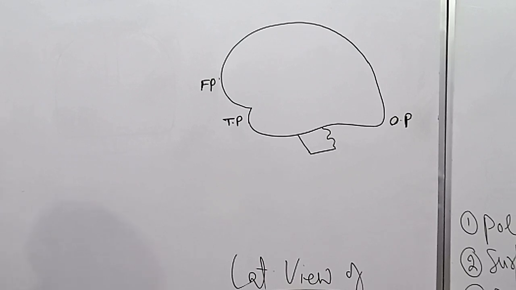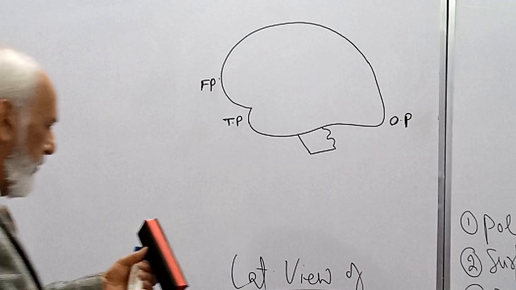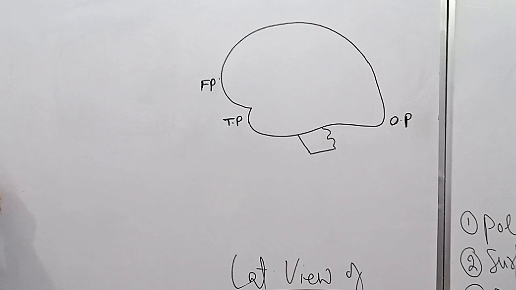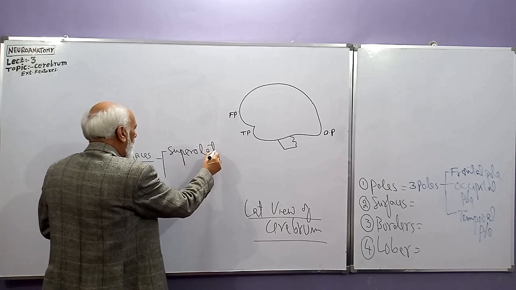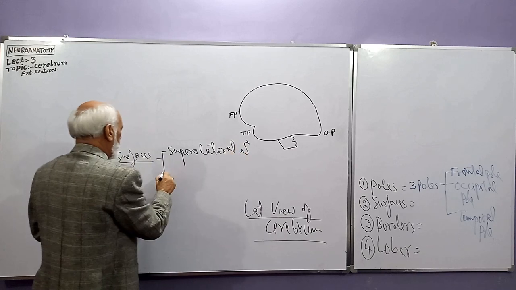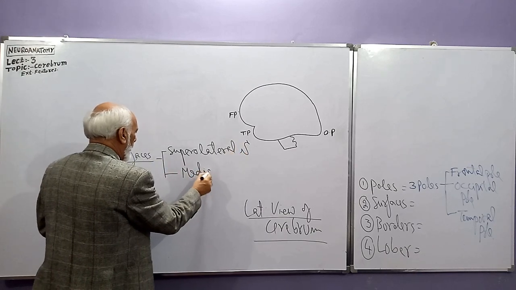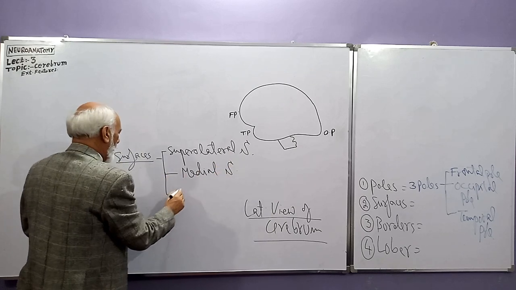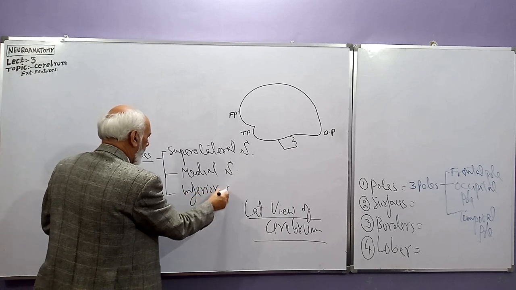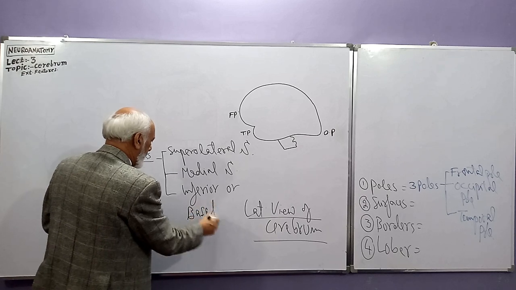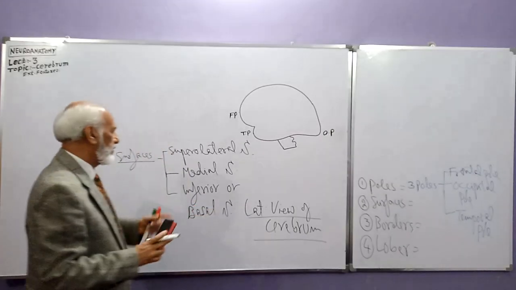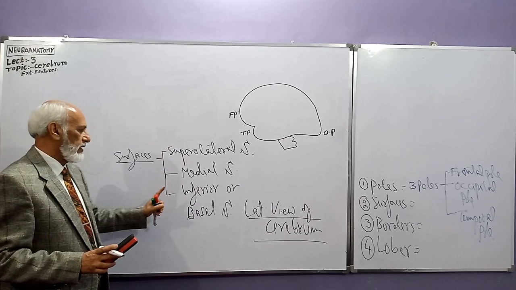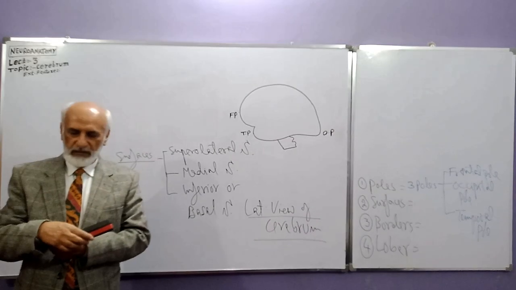Then each cerebral hemisphere has three surfaces. Now, what are the surfaces? Of each cerebral hemisphere, three surfaces: supralateral surface, medial surface, and inferior or basal surface. Three poles, three surfaces. Surfaces are supralateral, medial surface, and inferior surface. Now we will discuss these surfaces one by one.